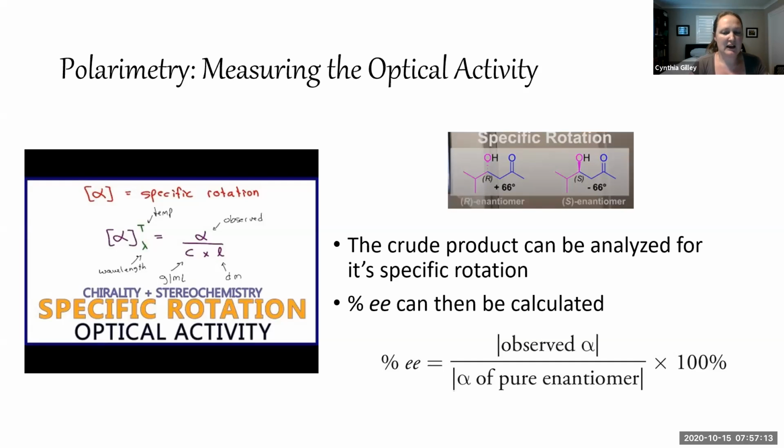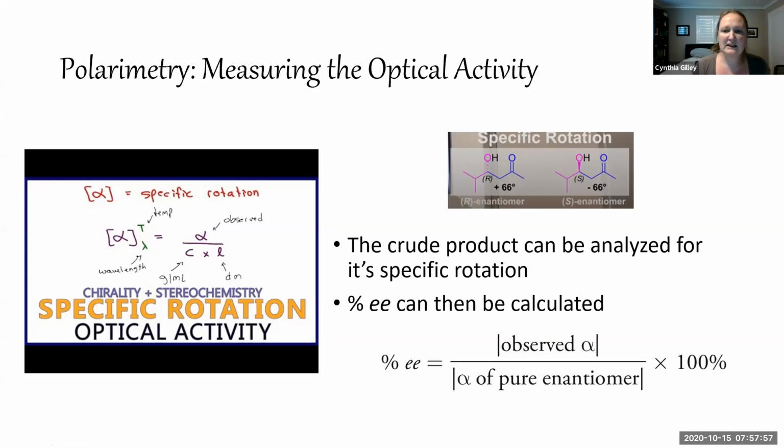All right, at the end of the reaction, we want to check the enantioselectivity. We do this by doing some polarimetry and by measuring the optical activity of the product. The literature will tell us that the R enantiomer of our product rotates plane polarized light in the dextrorotatory direction, positive 66 degrees. The S enantiomer will rotate light in the levorotatory direction with the negative sign here, in the exact opposite magnitude as the R enantiomer, so negative 66 degrees.